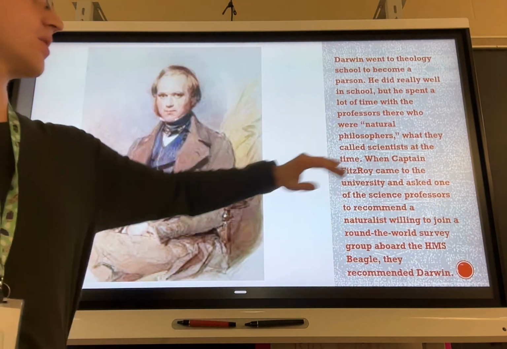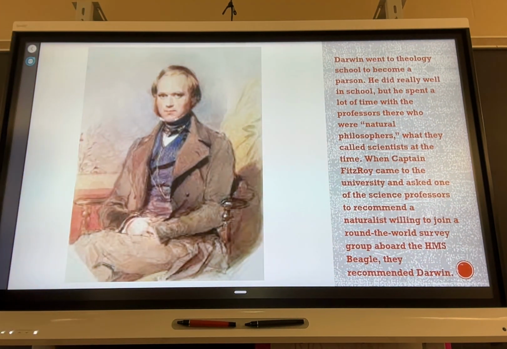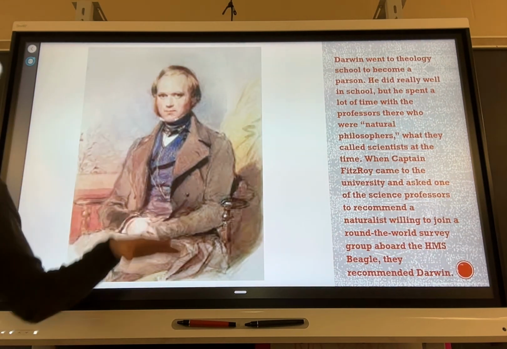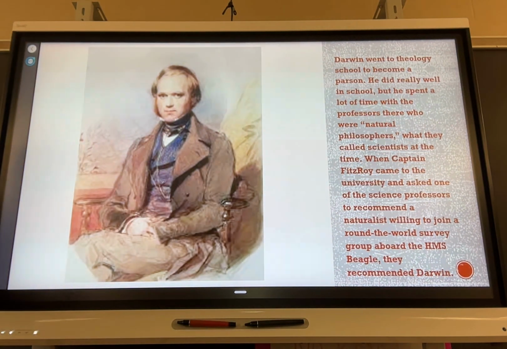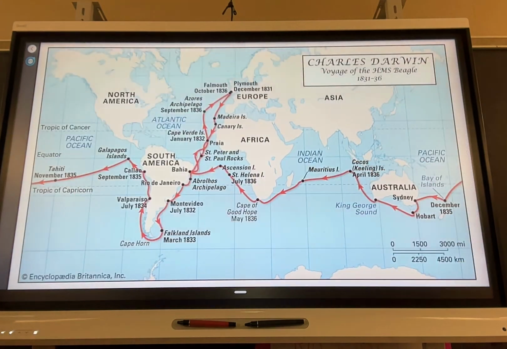And at some point, we had this captain who came to the university. He needed someone who could be a naturalist for their expedition. They were going to take a really long 5-year expedition to go and study a bunch of different countries. And of course, the science professors were like, yeah, take Darwin. He's the best we've got. So Darwin went on this HMS Beagle trip, and he went for 5 years exploring around the world.